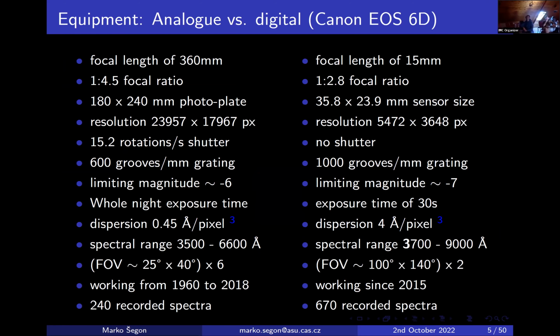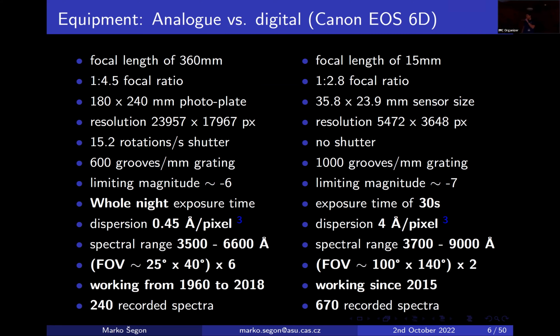There's a lot of technical stuff here. I will not be going through every single thing on the list, however, I will point out some key differences. We have a full night exposure time that was used for the analog cameras, and we have a 30-second exposure time for digital cameras. You will see in a few slides where this is quite important. Probably the most key aspect here is that both the resolution and the dispersion of the digital cameras is about 10 times worse than that of the analog cameras which were previously used.